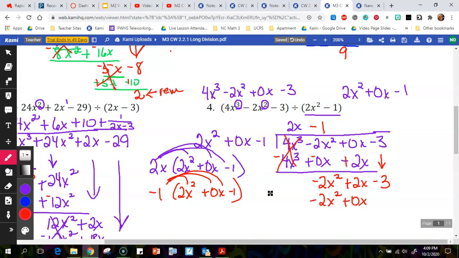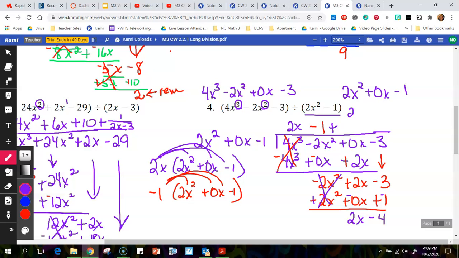I have a feeling I did something wrong on this, so I'm going to go back and check. And then that times the negative 1 is plus 1. I thought I remembered this one turning out to be no remainder, but I could be wrong. That's going to be 2x, and that's going to be minus 4. No, I did it right. This is the remainder.